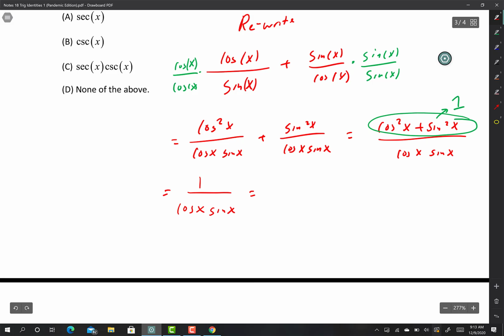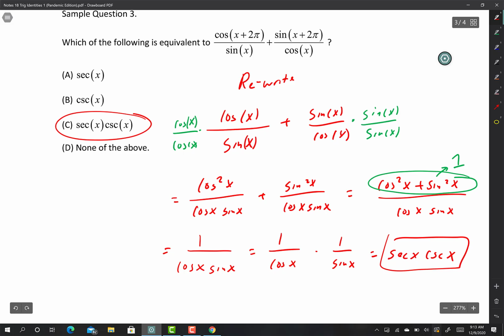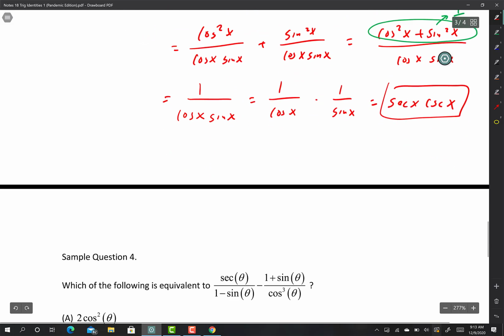And now that I have it written like that, I can rewrite this as 1 over cosine x times 1 over sine x. 1 over cosine x, that's just secant x. And then 1 over sine x, that's cosecant x. And there it is, guys. Another one. All right. Nothing crazy there.